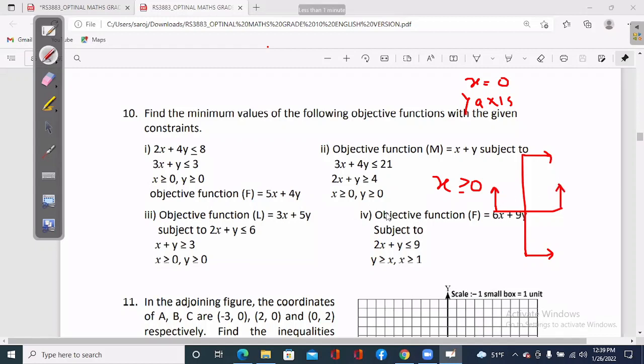So from where do we have to test that? No need to test. Y is greater than 0 means the boundary line is y equals to 0 and it represents the x-axis, and its boundary region is towards the positive y-axis. Finish. That much you need to write.